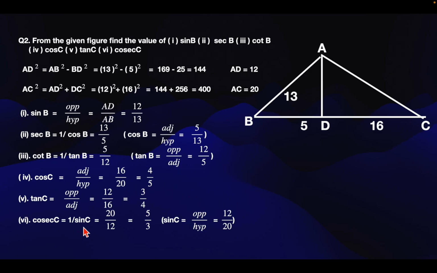Cosec is 1 upon sin C. Sin C is opposite upon hypotenuse, AD upon AC, and the reciprocal will be 5 upon 3.